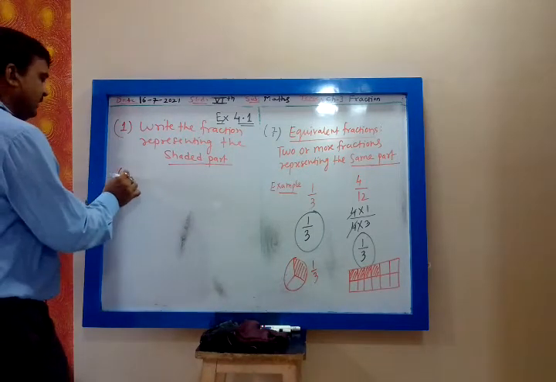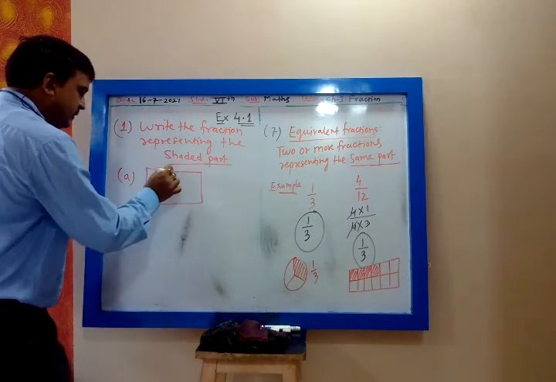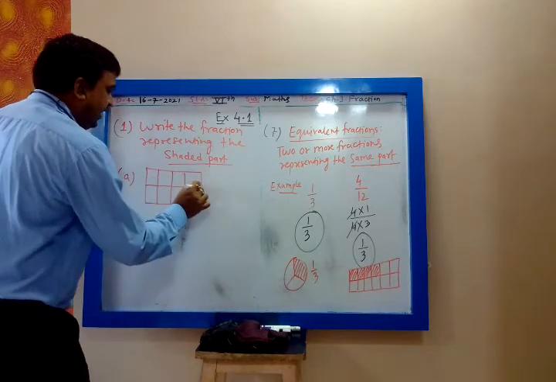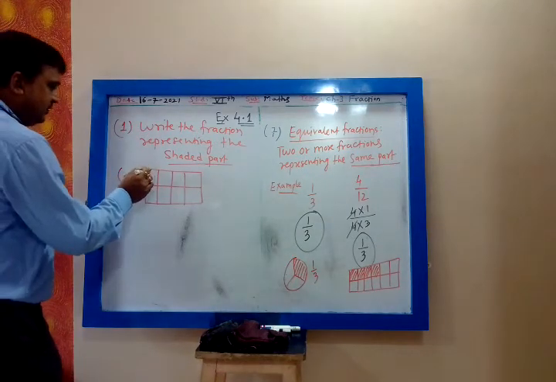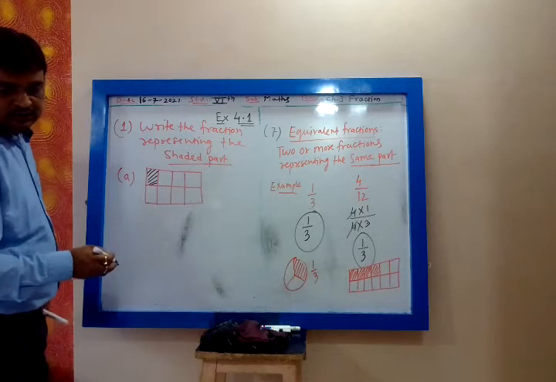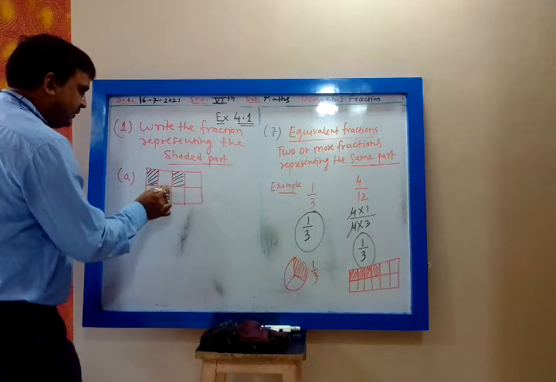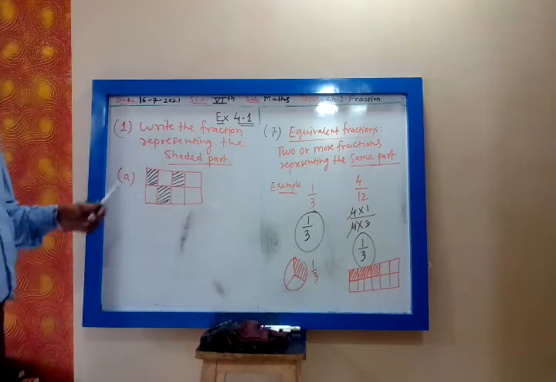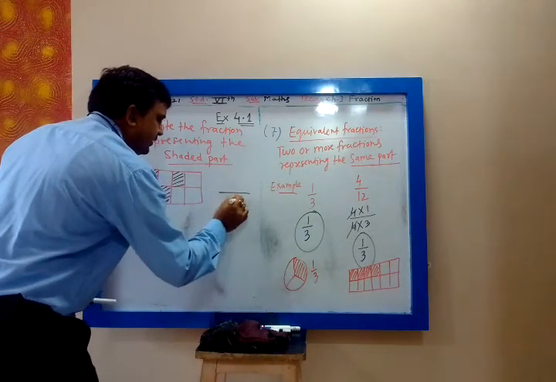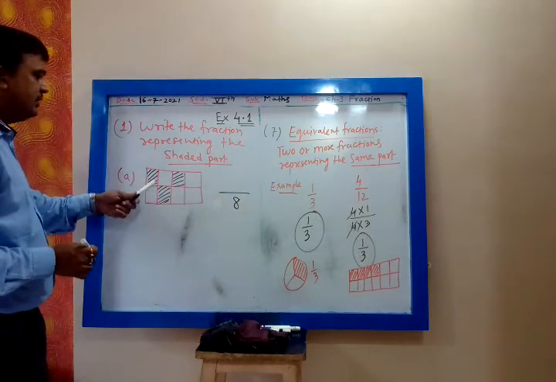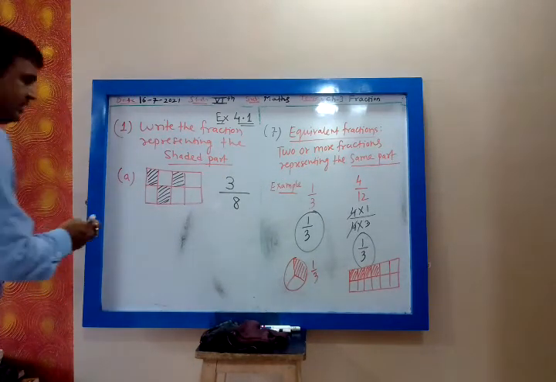First it is A. There are 8 parts in this, and this part is shaded, and this part is shaded. So total how many parts are there? 1, 2, 3, 4, 8. So that 8 will go in the denominator. Then how many parts are shaded? 1, 2, 3. That will go in the numerator. So the answer is 3 by 8.